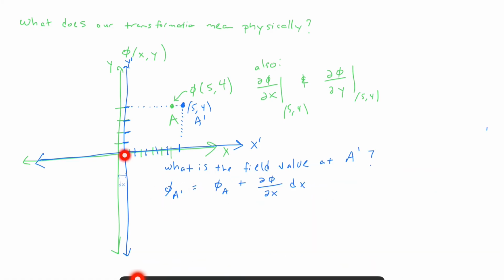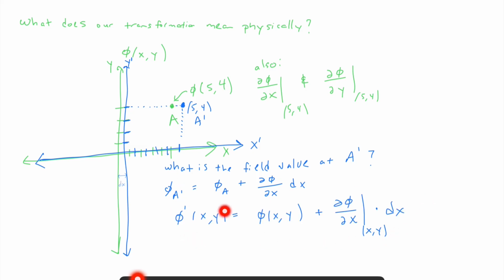Let's say the function that the primed guy gets is called phi of a prime. Well, what is phi of a prime, which is this value right over here? Well, that's really equal to the value of phi at a plus the derivative of the function here times dx, because this thing is just separated an infinitesimal amount. So if you know the derivative, the rate at which it's changing here, multiplied by dx, that'll tell you its value at the next neighboring point, which is what we mean by phi of a prime.